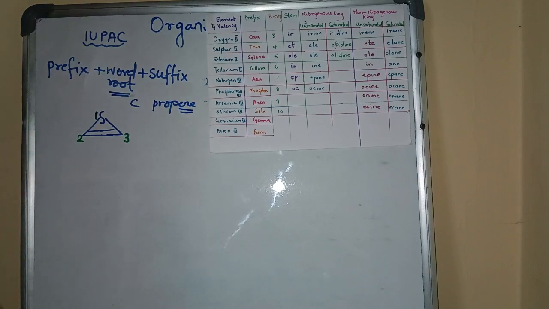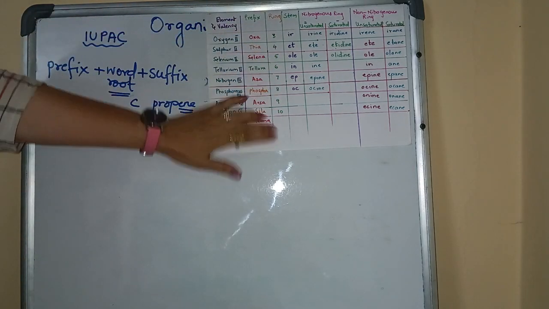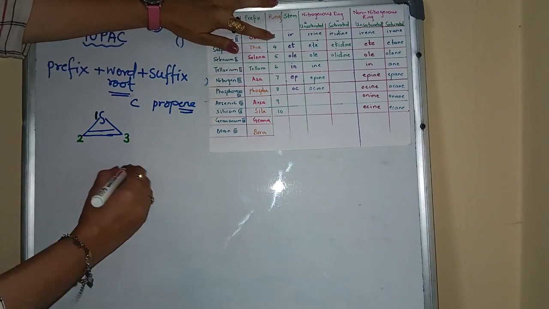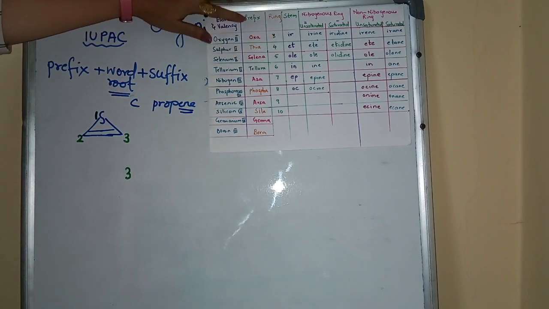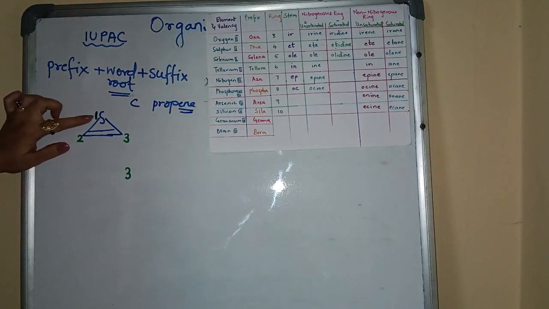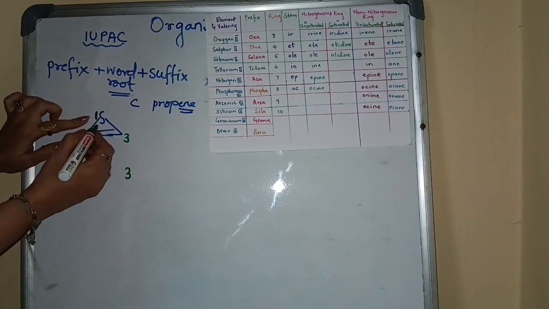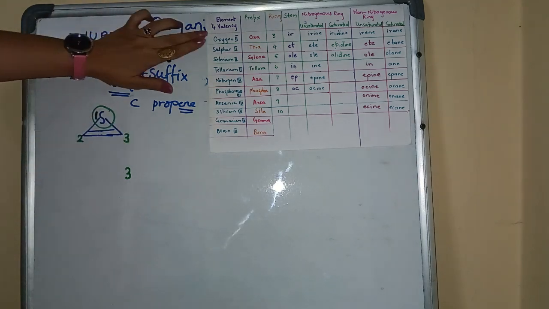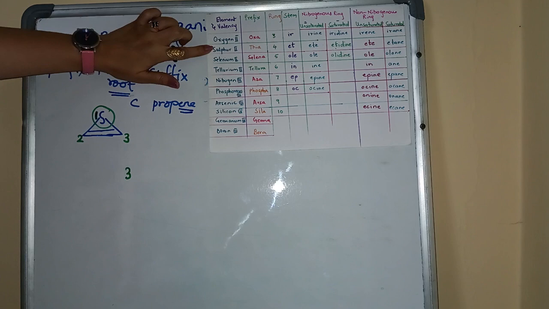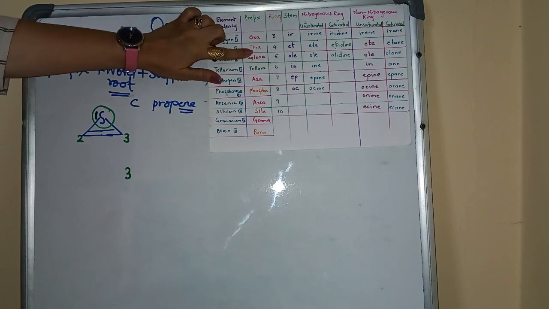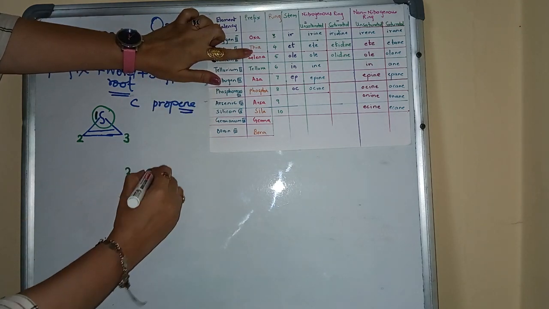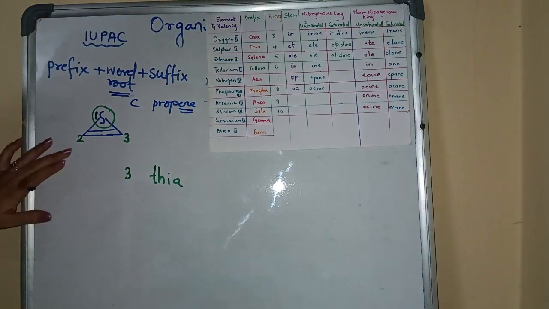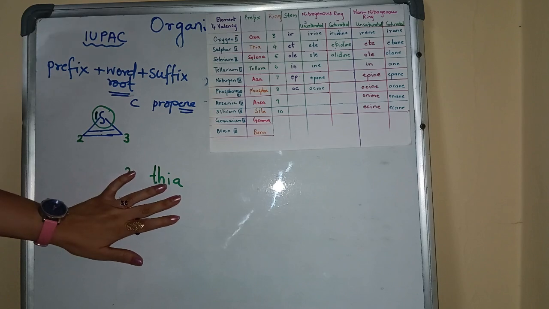3 atoms present. Therefore, we have to check this. The ring system contains 3 atoms. So we have a ring system of 3 atoms. Then we check what heteroatom is present. The heteroatom present here is S, which means sulfur. The sulfur prefix will be thia, so I will write down thia. The prefix is thia. A 3-membered ring means it is thia.